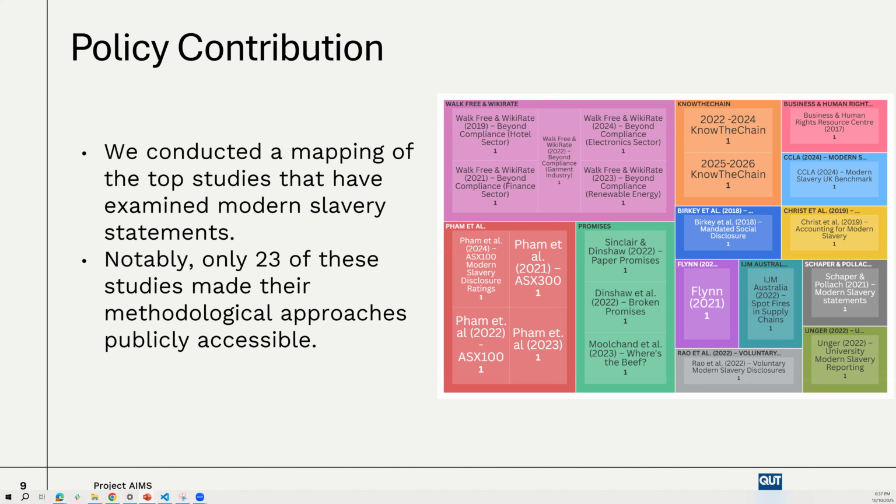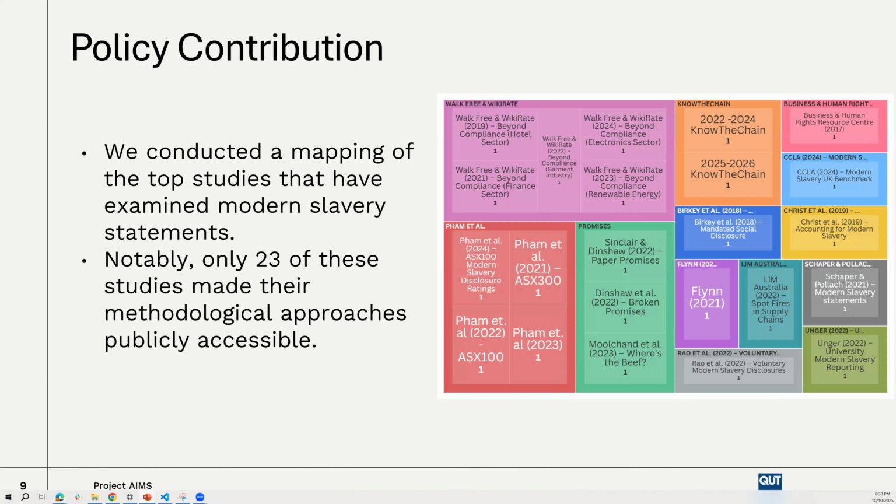But we believe that even beyond the modern slavery legislation, the mandatory human rights and environmental due diligence legislations will also be able to take recommendations and learnings from this study. So going back to the methodologies, we looked at all the different literature studies or even gray literature conducted by NGOs and civil society organizations assessing UK and Australian modern slavery statements. We found about 23 of them, but some of them are studies that happen in multiple years. So in fact, we found 13 unique methodologies that we were able to collect.